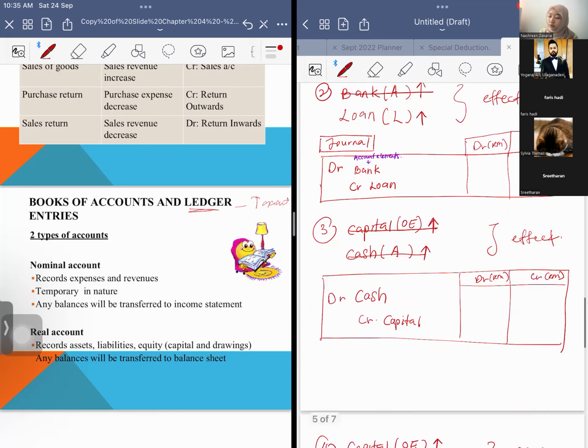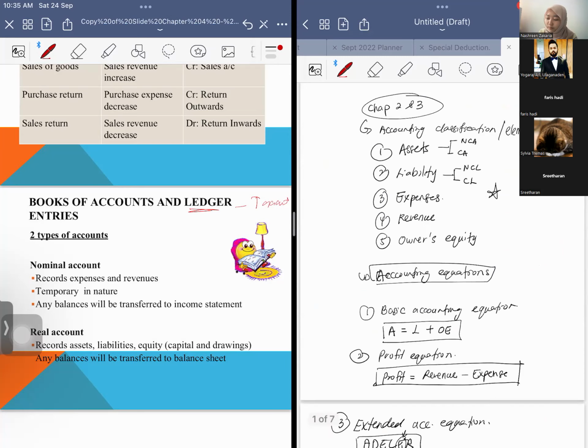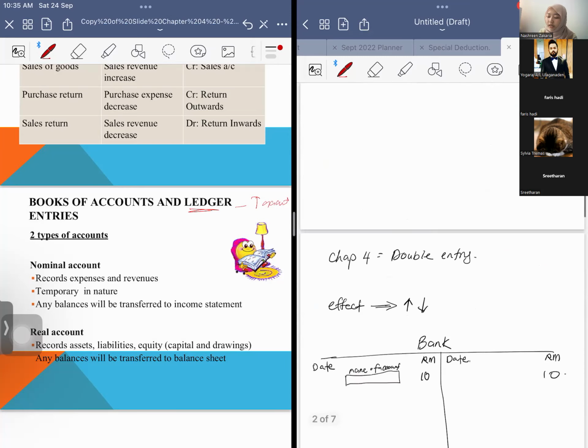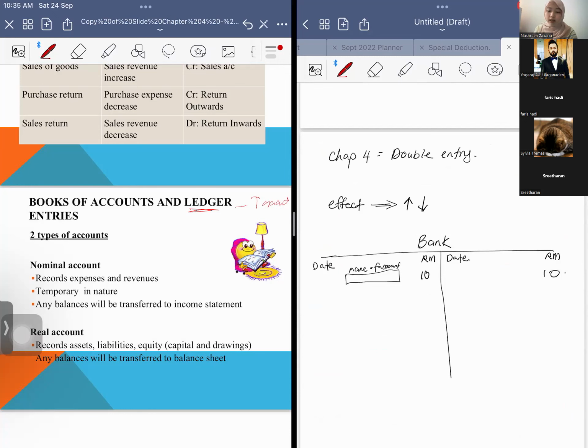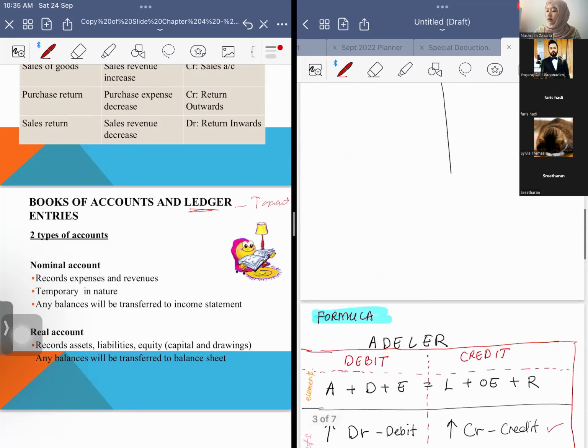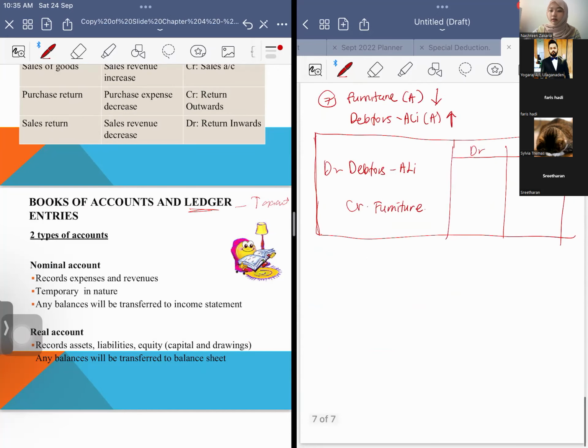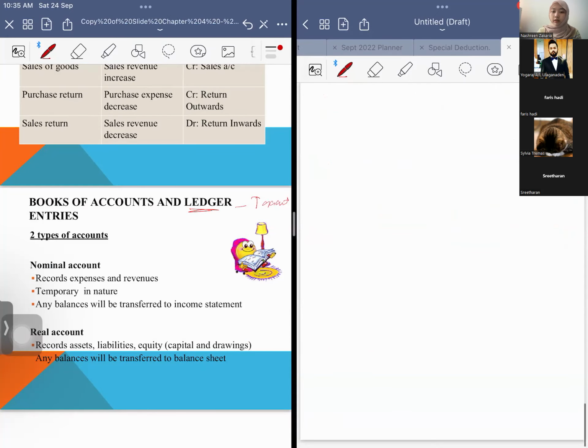Okay, so hopefully you can follow me on this chapter 4, double entry. Are you guys okay? Before we end the class, you guys okay? So far okay, ma'am. Okay. Just practice more on identifying the effect. Then the journal will be settled, easy. That's just a tip to focus or become expert on this chapter.